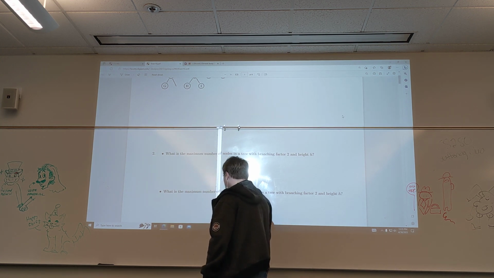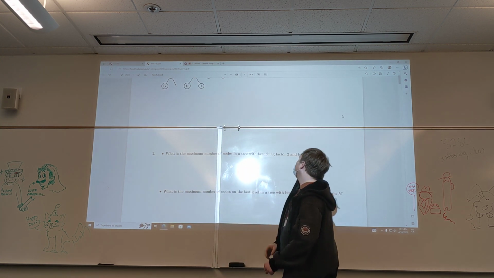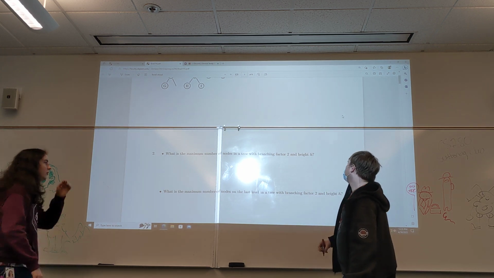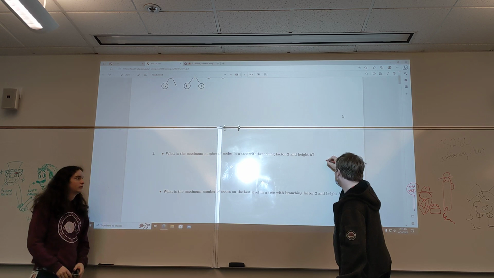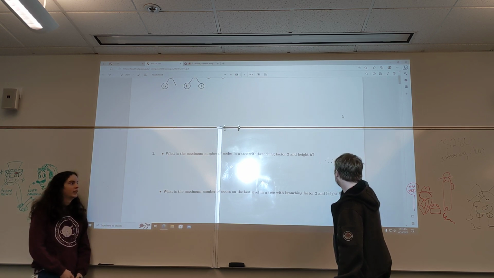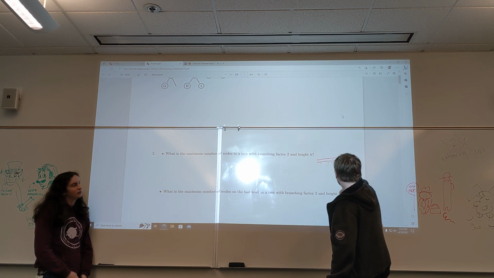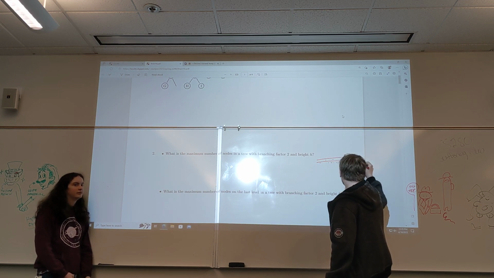All right. We picked against this earlier, but it's okay. What is the maximum number of nodes in a tree with branching factor 2 and height h? Oh, this is simple. Here we have a tree with a branching factor 2 and a height h. How many nodes does it have maximum? Is it 2 to the power h?